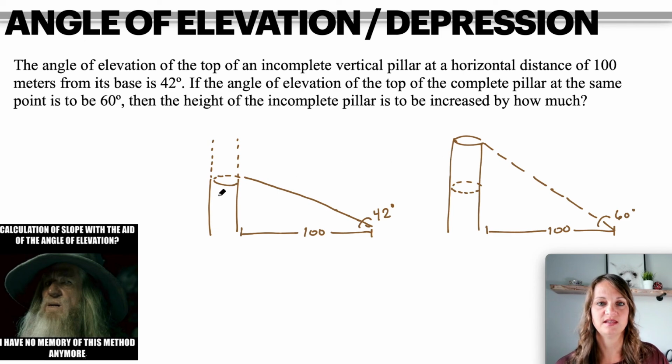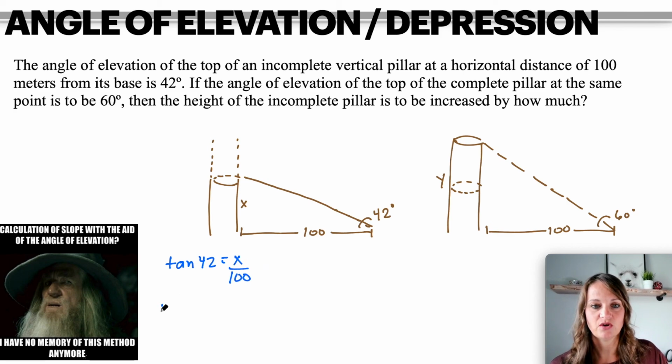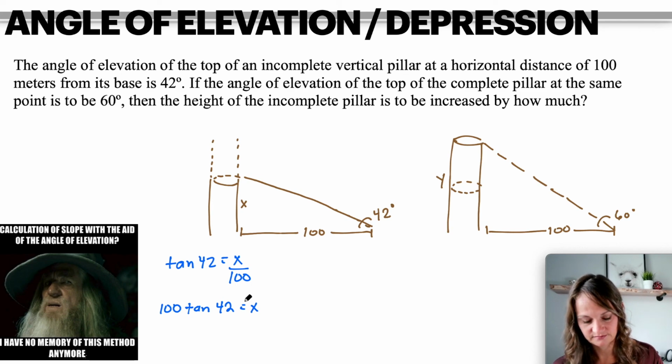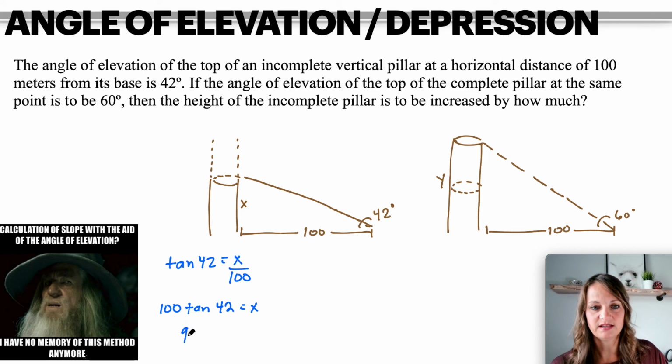So according to this, we are looking for the height of the pillar, and then we're looking for the height of the pillar. So this is your opposite, and this is your adjacent. So we're going to use tangent again. So the tangent of 42 degrees equals the opposite divided by the adjacent. So you're going to multiply both sides by 100 to find x. And you'll get 90.04 meters.